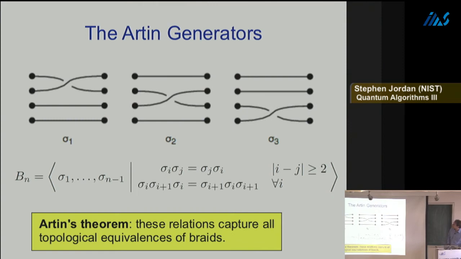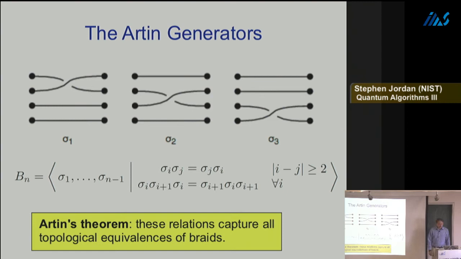So what else do we know about this group? Well, we can just generate it by the crossings of neighbors. I think that's fairly intuitive. So here are the three generators of the four-strand braid group: sigma 1, which is the crossing of the first two, sigma 2, and sigma 3, which is the crossing of the last two. And of course, we also need their inverses.